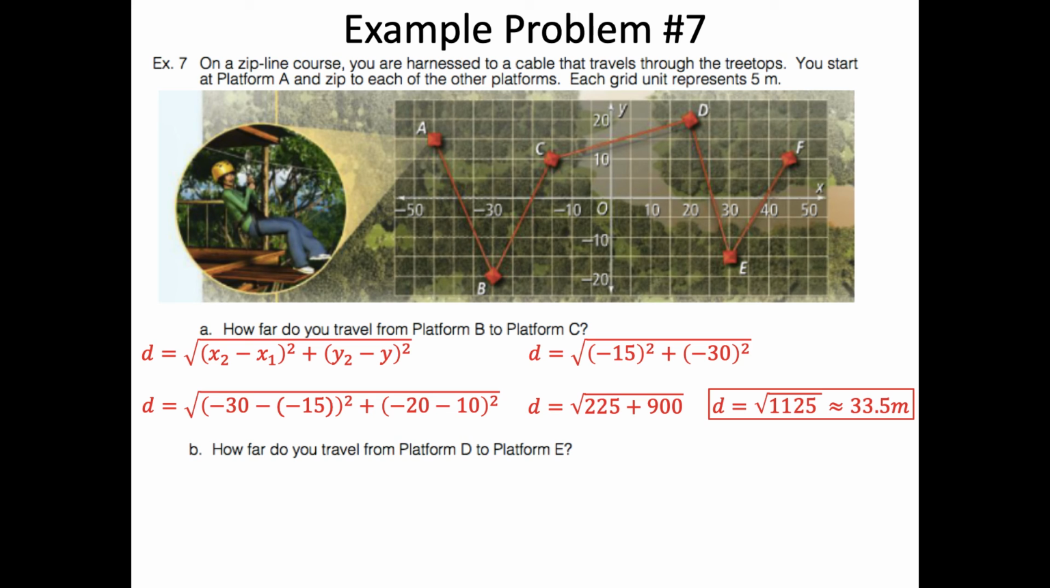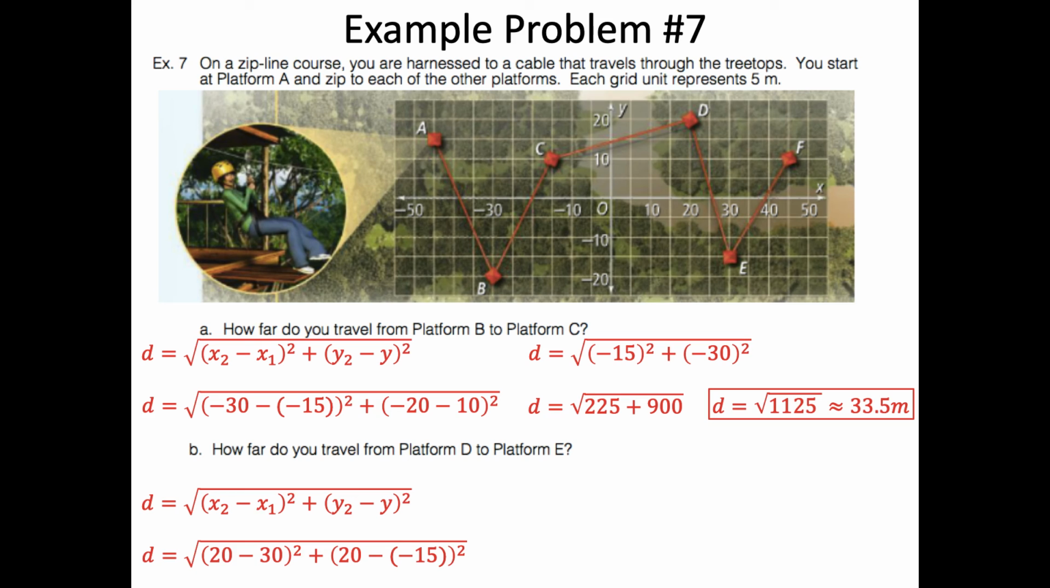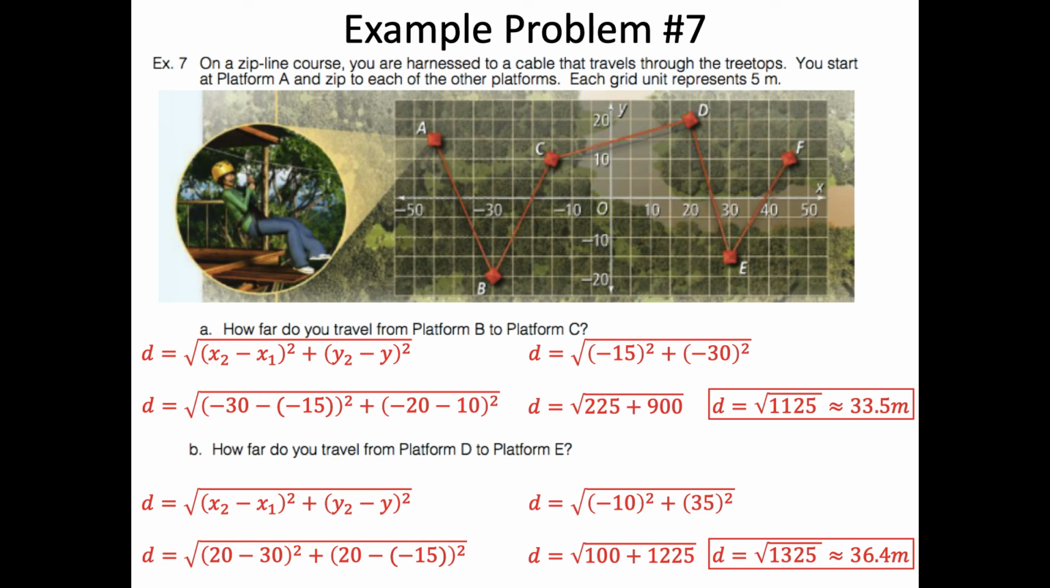All right, so how do I go from D to E? Well, there's my formula. Here are my values, 20, 20, and 30, -15. Multiply it out. It's going to be 100 plus 1225. That's going to get me a distance of about 36.4 meters.